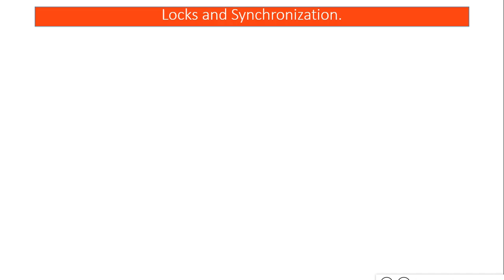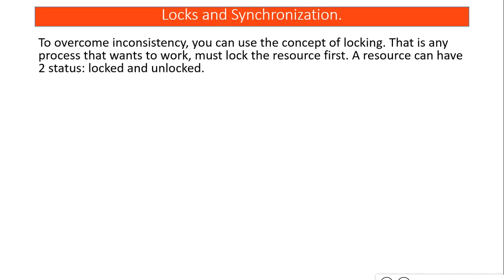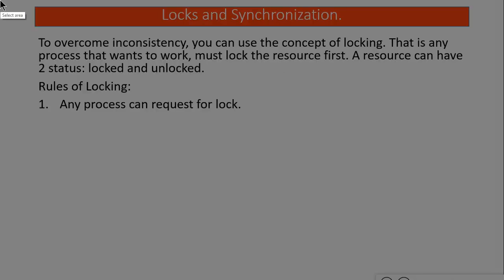Now the problem of inconsistency can be solved using the concept of locks. Just like we apply locks to our important assets, similarly whenever a process executes, whatever resource it needs, it must lock it first. Now there are some rules of locking. All the resources can have a lock, and a lock on a resource can have only two values: one is locked status and another is unlocked status. So let's understand this first.